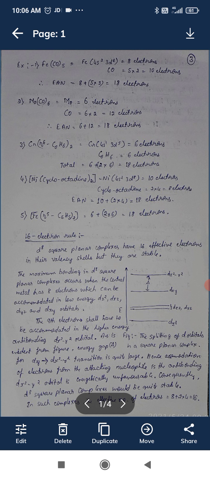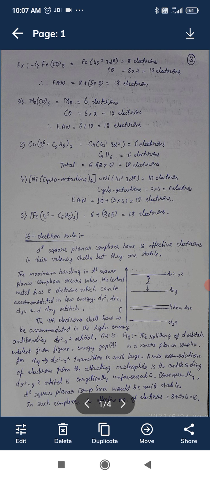So iron is having 6 electrons. Why is iron having 6 electrons here? Iron is in its ionic state, that is Fe in the Fe plus 2 state. Iron individually donates 8 electrons, but when it is in the ionic state Fe plus 2, it becomes only 6 electrons, coming from the 3d6 orbital. 6 plus 2 into 6, that is from the C5H5. Each C5H5 donates 6 electrons, so 6 into 2 gives 12, and 6 plus 12 is 18 electrons. So some more examples you can solve from your textbooks. If you have doubts, you can ask.